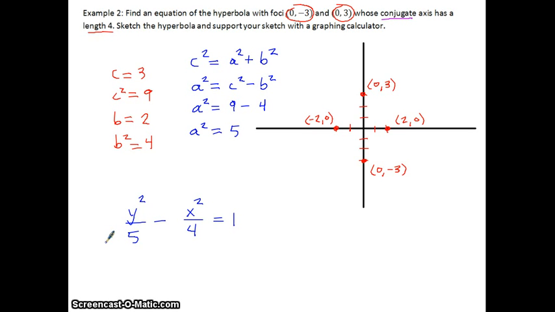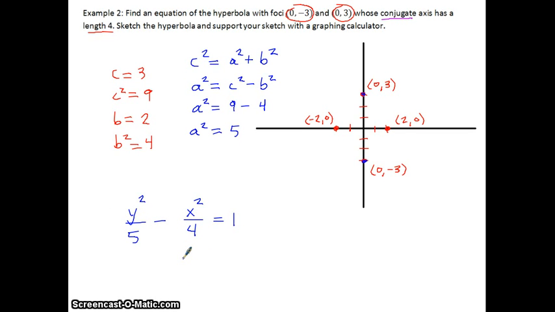How did I know that? Well, the focus points lie on the transverse axis, and the transverse axis then is on the y-axis, which means we start off with y squared over a squared minus x squared over b squared.